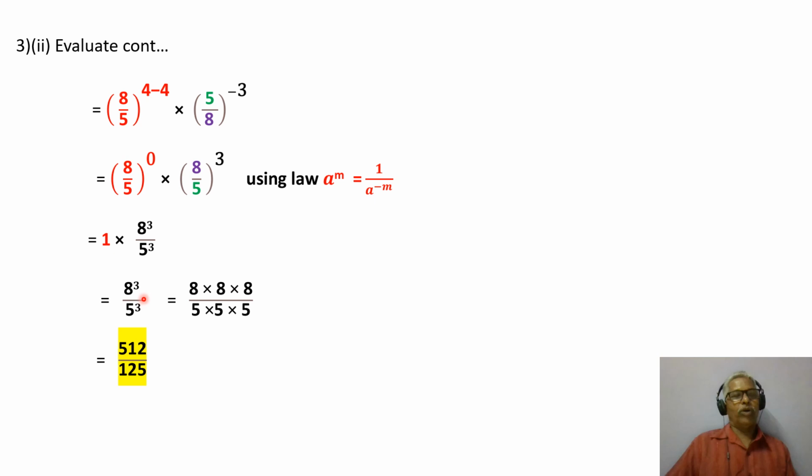This one will go, and 8 cube upon 5 cube is 8 into 8 into 8 upon 5 into 5 into 5, and that will be, if you do all this multiplication, 512 upon 125. That's your answer. Okay, so move ahead.